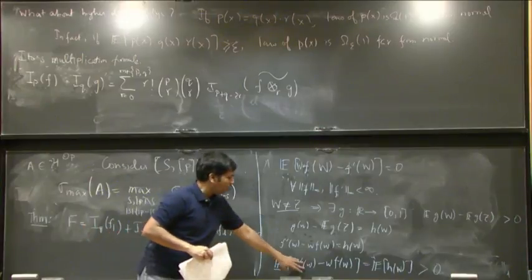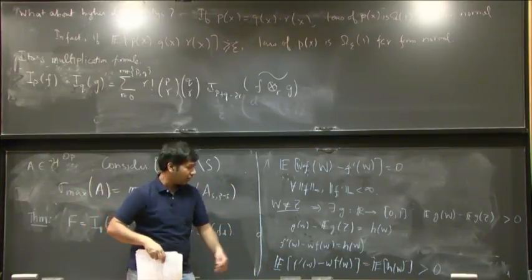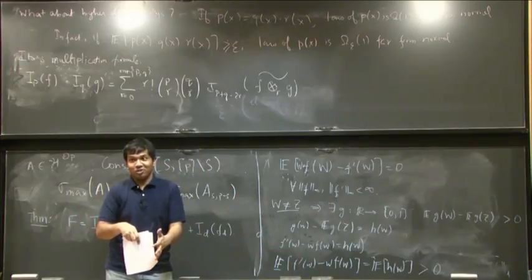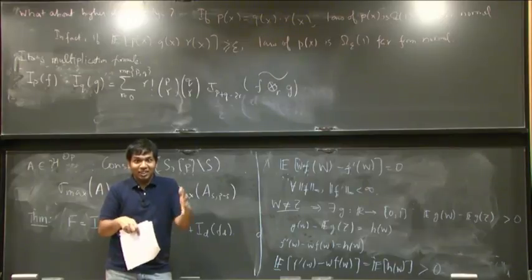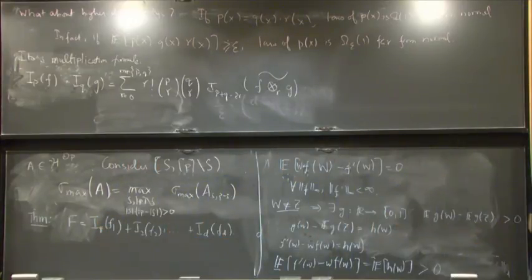On the other hand, we assumed that for all functions f which are bounded and whose first order derivative is bounded, this expectation must equal 0. There is a contradiction. That means this operator characterizes the normal.